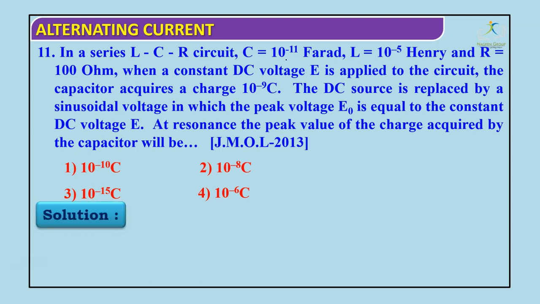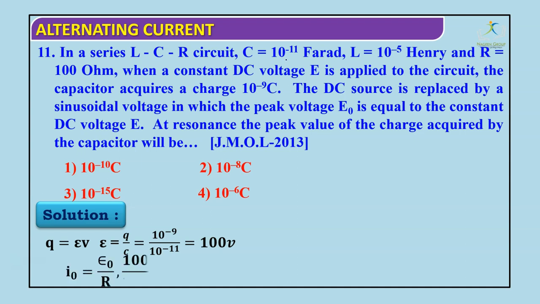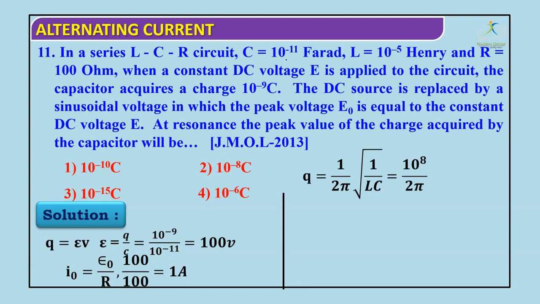So, solution part we have Q is equal to EC, so E is equal to Q by C. If I put all these values, we get 100 V. So I0 is equal to E0 by R, 100 by 100, that will become 1 ampere. And for the quality factor, Q is equal to 1 by R under root L by C. If I put all these values together, we get the value of Q, that is 10 to the power 8 by 2 pi. This is the value of Q.